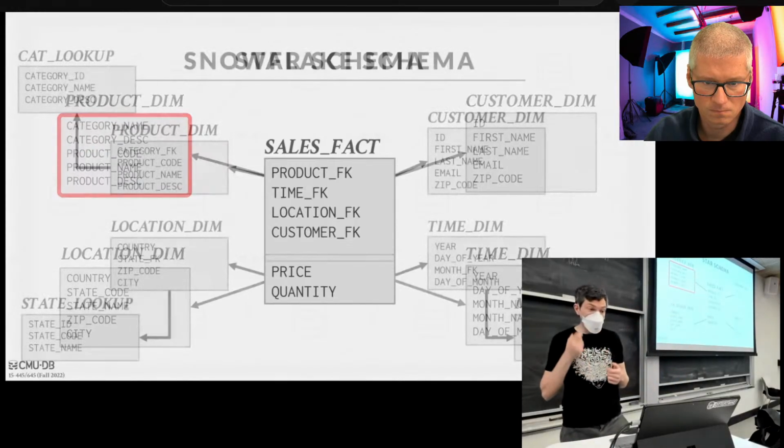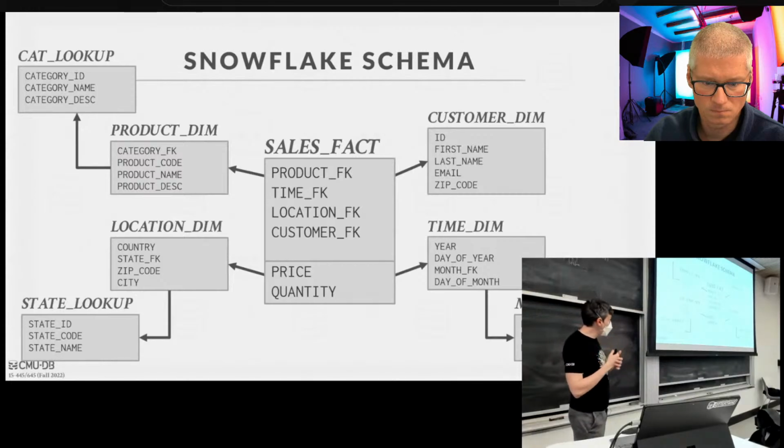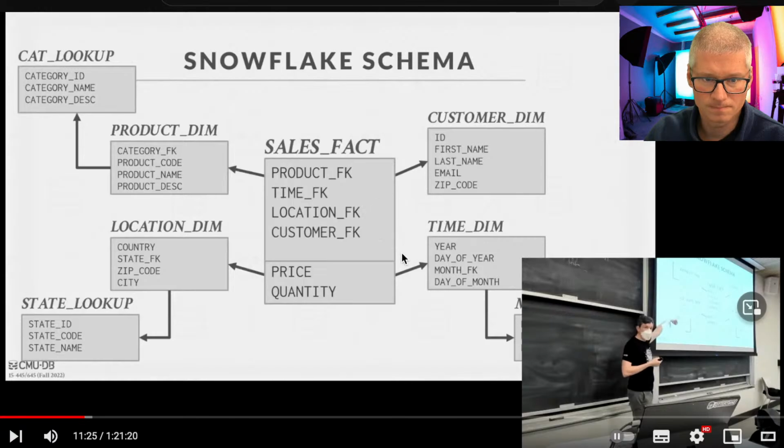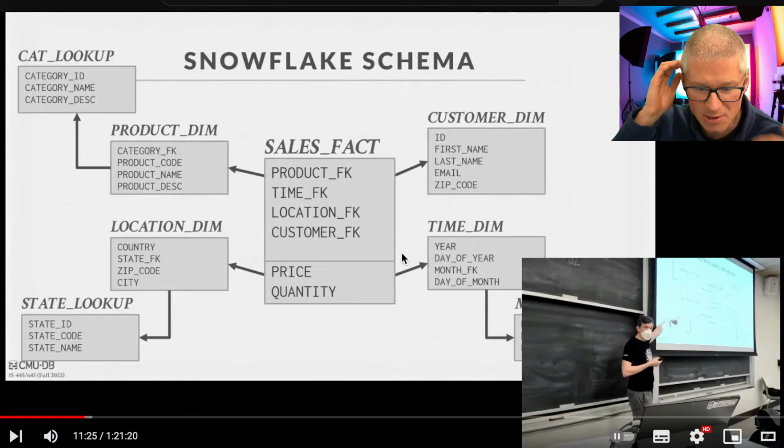The alternative is what I was referring to now, it would be the snowflake schema. You do exactly what I just said. You expand it out and have multiple levels. Okay, so that's the major difference between the snowflake and the star schema.